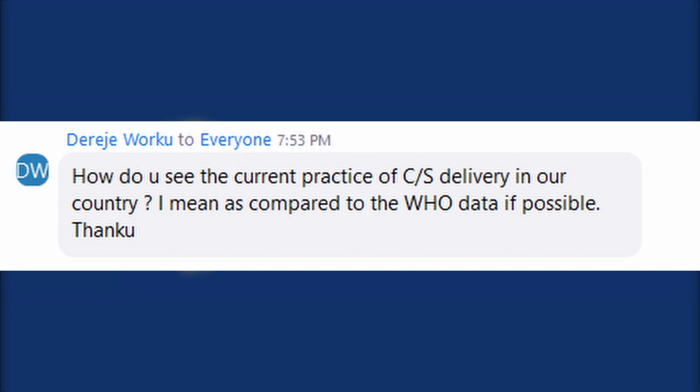The current practice of cesarean section in our country in general has increased. It looks like it has increased. The WHO recommended a rate of 10 to 50%, but at the country level, it's still less than 2%. So it's not high. We might see a lot of cesarean sections compared with previous years, but as a country, we are still in the target group because it's less than 2%.